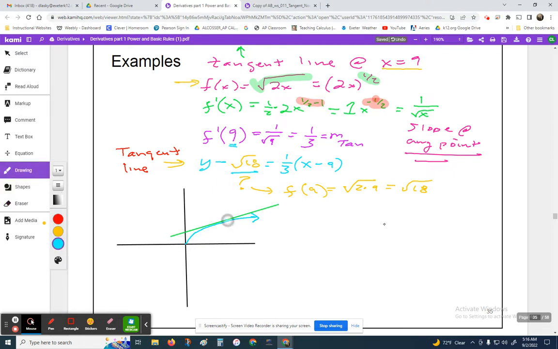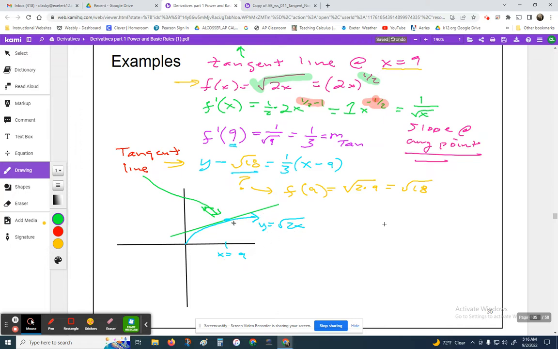And let's just kind of dial this in. So it touches right here, let's say, and that is x equals 9. That's what we use the x equals 9 for, to find this green tangent line as it touches the curve, the square root of 2x. So this is y equals the square root of 2x, and this is the tangent line right here. Okay, so that's the tangent line to this, y equals square root of 2x, at 9.